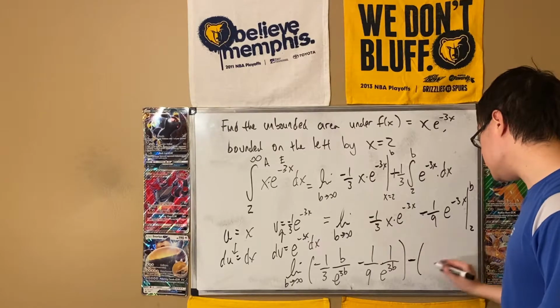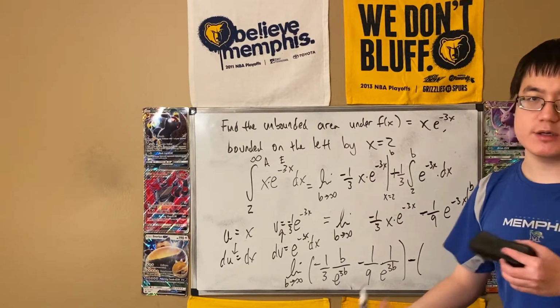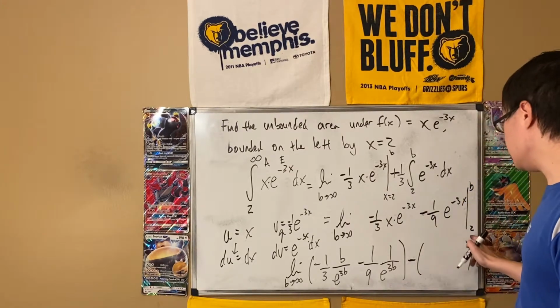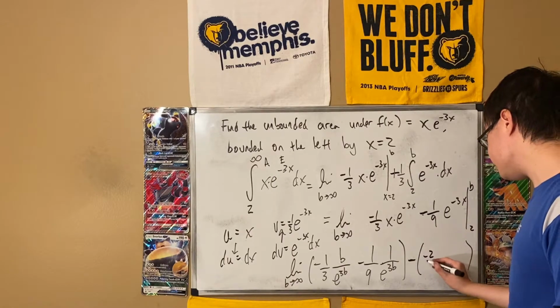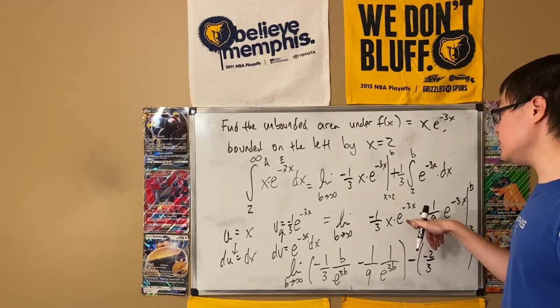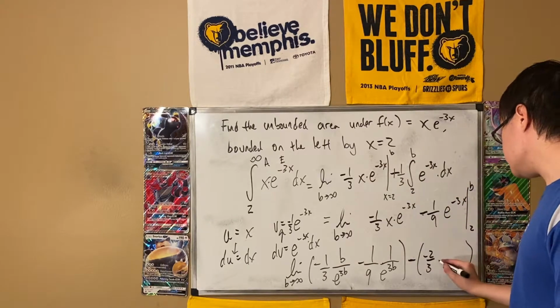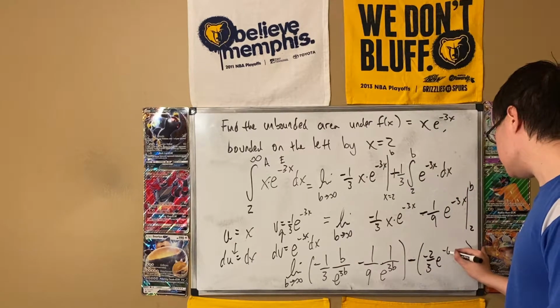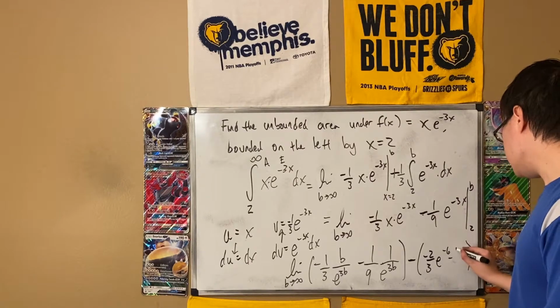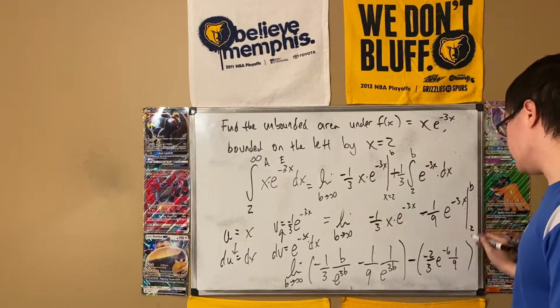The bottom is going to be easier because it's just the number 2, and I understand 2 better than I understand b. So it's going to be negative 2/3. Looks like it's going to be e to the negative 6 because 2 times negative 3 is negative 6. So it's e to the negative 6 minus 1/9 e to the negative 6 at the end.